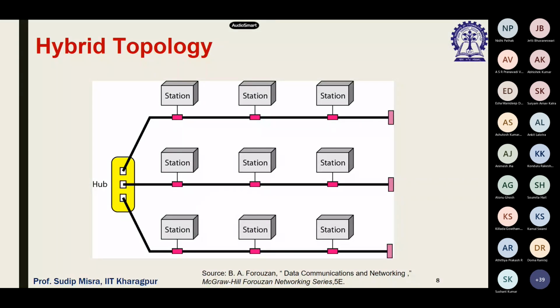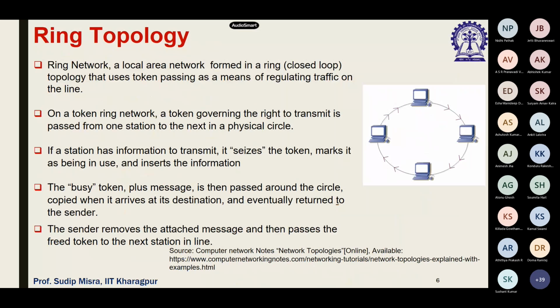Now let me ask you a question over here. I told you about the ring topology, right? Now can you tell me what sort of network device will be required in each of these different computers? Can you tell what sort of network device will be required in each of them? Anyone quickly?